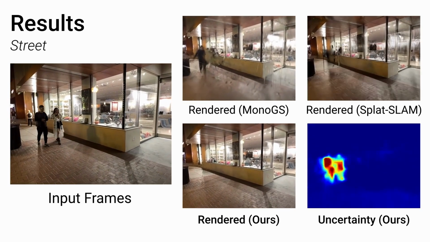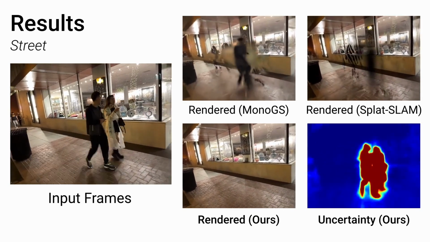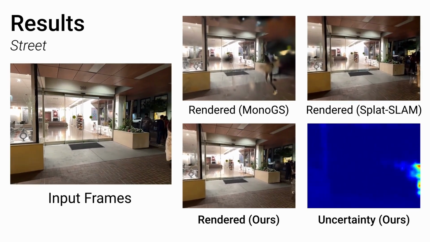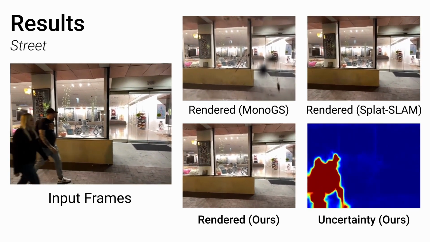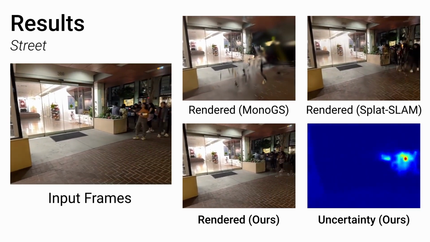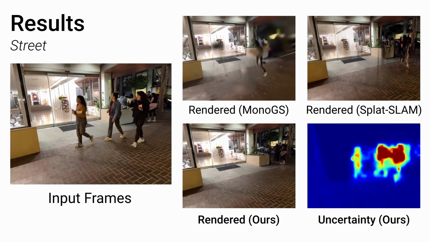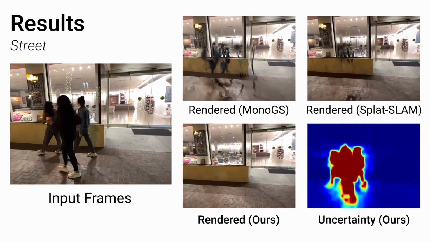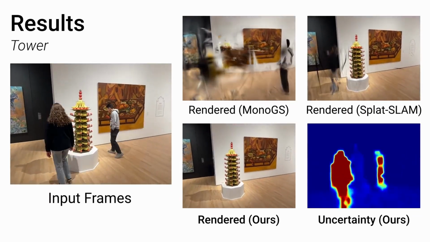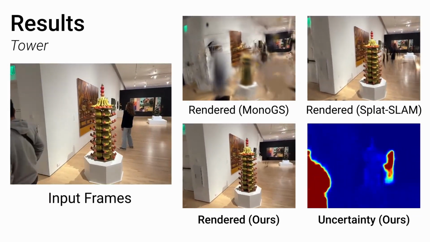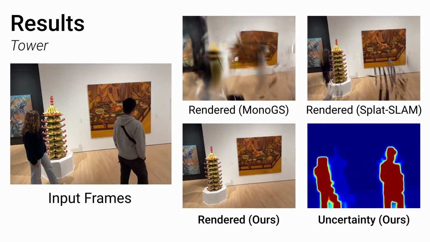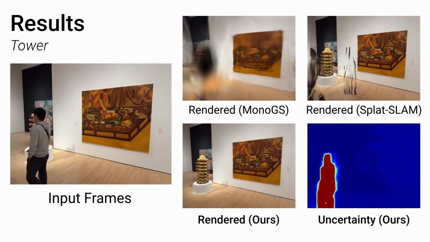Since ground truth trajectories are unavailable, we focus on qualitative results. Here, we present the street sequence, where our approach outperforms MonoGS and Splat-SLAM by achieving significantly improved rendering quality while having accurate uncertainty predictions, even when handling challenging elements such as a transparent glass window. In addition, we capture the tower sequence inside an art museum, successfully reconstructing the highly detailed artwork despite the presence of distractors.